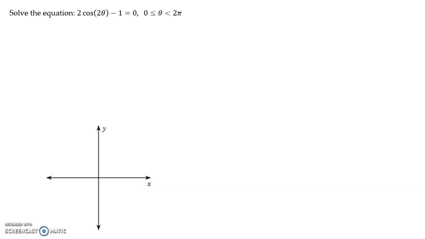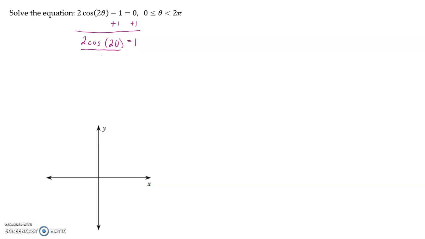In this example, we're going to solve the equation 2 times cosine of 2 theta minus 1 equals 0, and we're going to be working with angle measure between 0 and 2 pi. So let's go ahead and add 1 to both sides of our equation. This is going to give us 2 cosine of 2 theta equals 1.